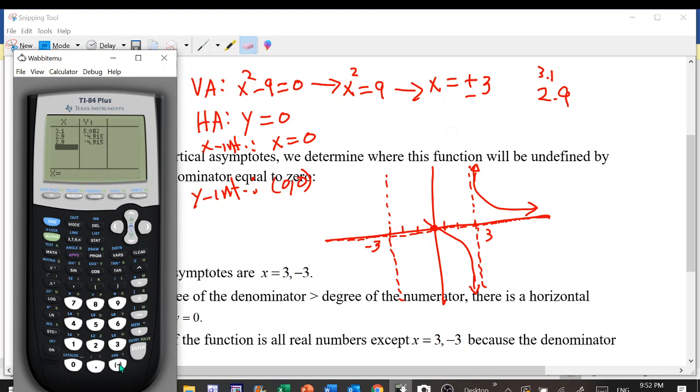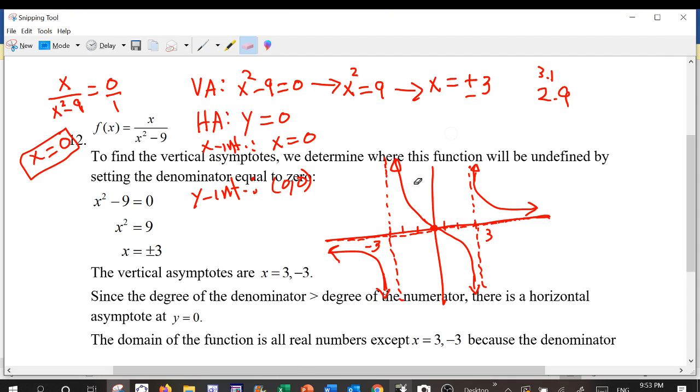I put 2.9. I meant negative 2.9. All right, so that's positive. That means on this side right here, this goes up this way. So it's going to go that way and approach that. To the left of negative 3, we put negative 3.1. And that's negative. That means the graph is over here and has no place to go but what? That way. Right? So that's the graph of this rational function.